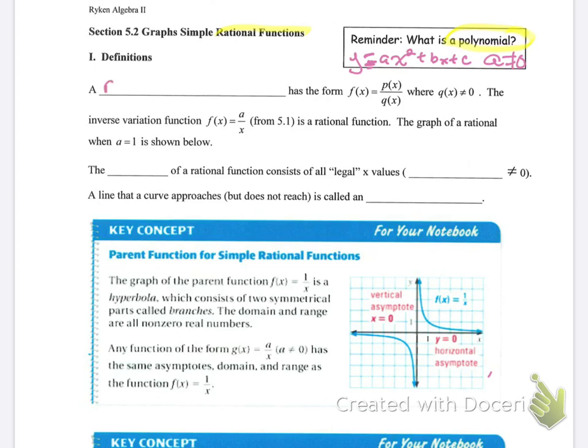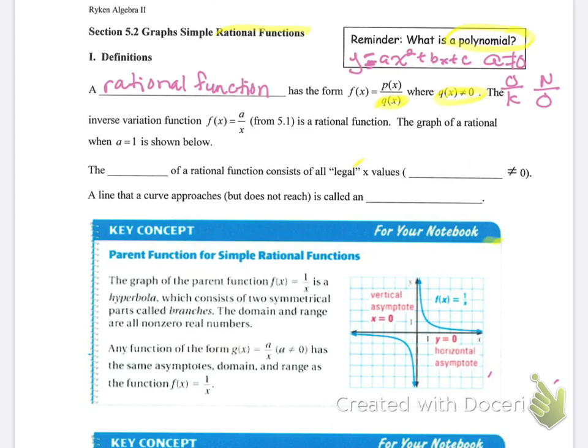So, a rational function has the form f of x equals p of x over q of x. So q of x cannot be 0. Why? Where is it? q of x is in the denominator. And remember this, where I said this is okay to have the 0 on top, but on the bottom, no way, not okay, undefined, okay?